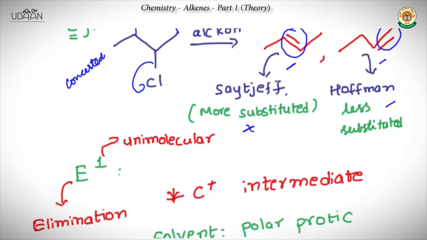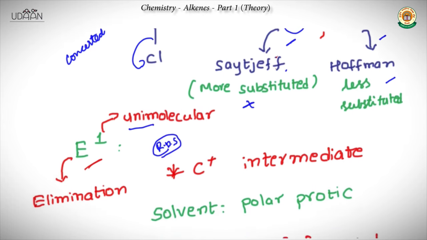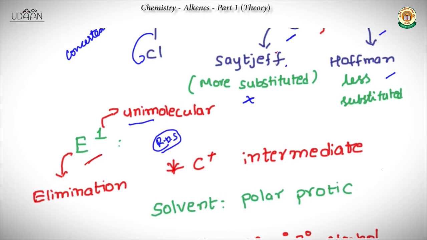Now, let's come to E1 elimination. The name E1 suggests that E indicates elimination and 1 indicates unimolecular, which means in the RDS, that is the rate determining step, only one molecule is taking part. Which means we'll have an intermediate, right? And E2 was bimolecular, because two were leaving at the same time.